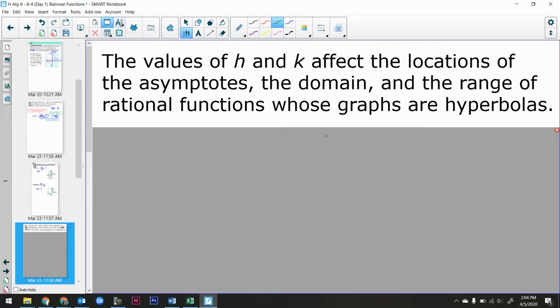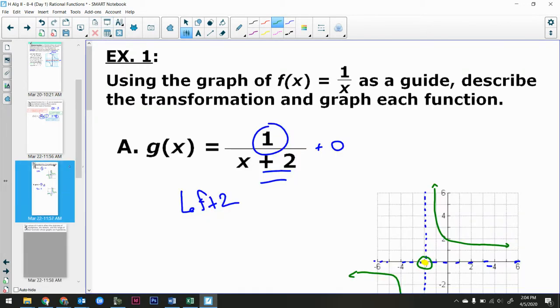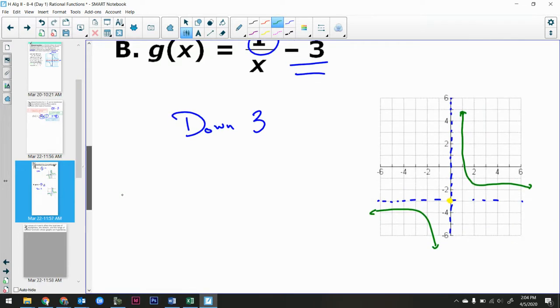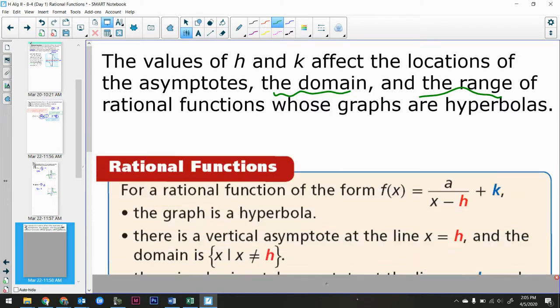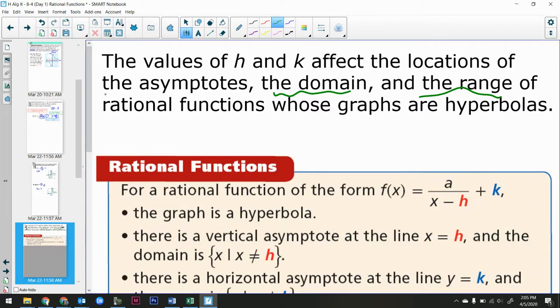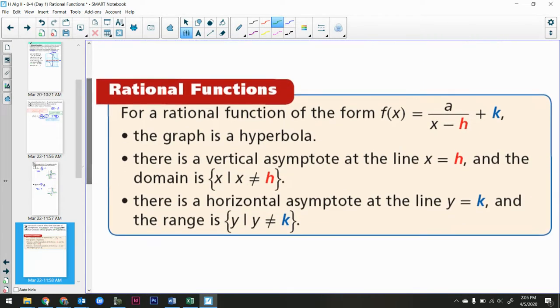The values of h and k affect the locations of the asymptotes, right? Obviously, shifting it up or down, left or right are obviously going to change where the asymptotes lie. So what are the rules? How do we summarize that? H and k affect the locations of the asymptote, and they also affect the domain and the range of the rational functions whose graphs are hyperbolas. So in summary, again, I'd go ahead and pause and write that down.